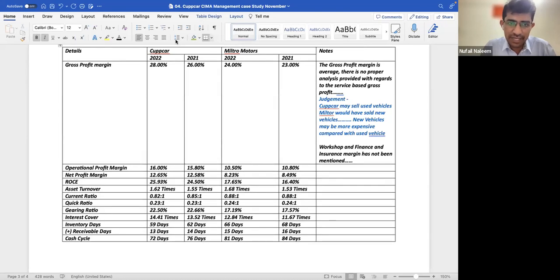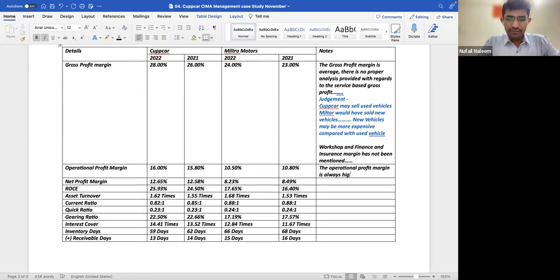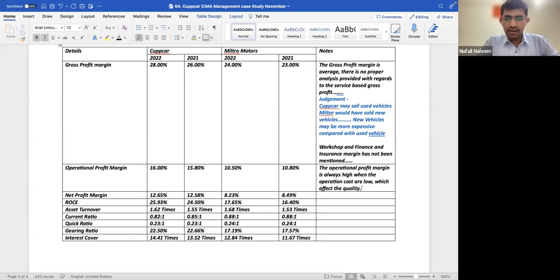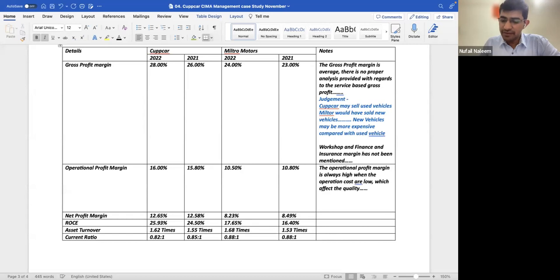Now you have to be very transparent. Sometimes operational cost may add value to the service. Because if you do cost cutting, there will be an impact on your revenue also. So I'll write down here, the operational profit margin is always high when the operational costs are low, which may affect the quality. Can I quickly get a confirmation in the chat box if you understood that applied thinking? It may affect the quality.